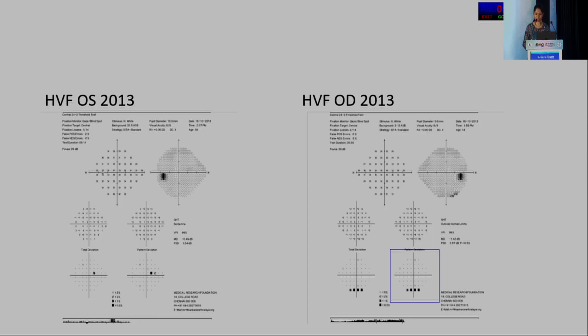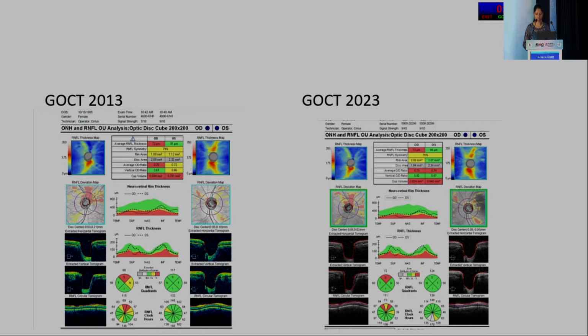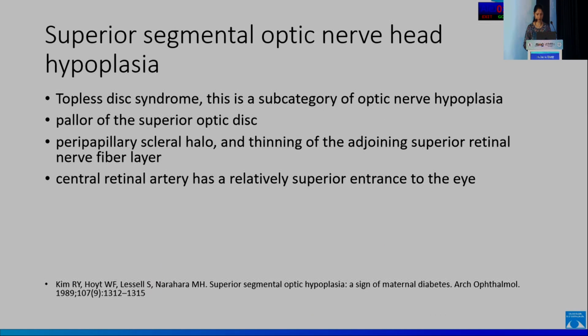Visual field test in 2013 showed defects in the inferior periphery. Even after 10 years, the defects are stable. The patient had been taken off medications, and there is no progression of the defects. The OCT also showed superior nerve fiber layer thinning, which was stable. So this is a rare entity which has to be kept in mind. Any young patient presenting with pallor of the superior optic disc with peripapillary scleral halo and a central retinal artery which has a relatively superior entrance to the eye, this entity has to be kept in mind.